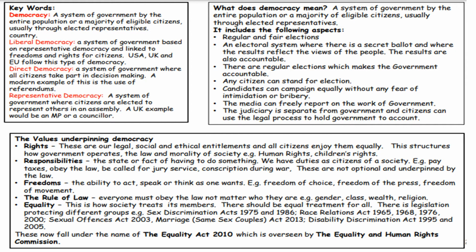And this is where MPs represent the people in Parliament to discuss how the country should be run, or your local councils represent you in local councils. So a democracy is where the entire population or majority of people vote and elect representatives, and we can do these things. We have regular and fair elections where they are not fraudulently done, where people can vote in freedom without fear of reprisal. An electoral system where there's a secret ballot and where the results do reflect the views of the public.